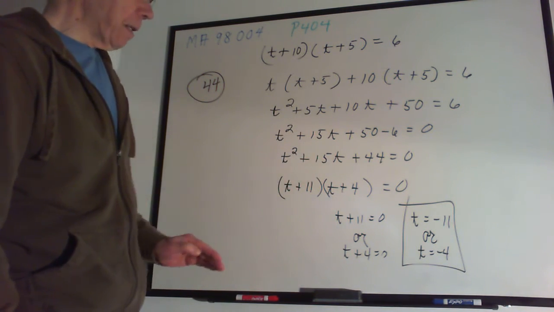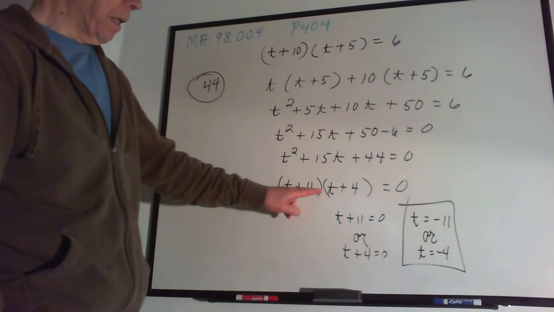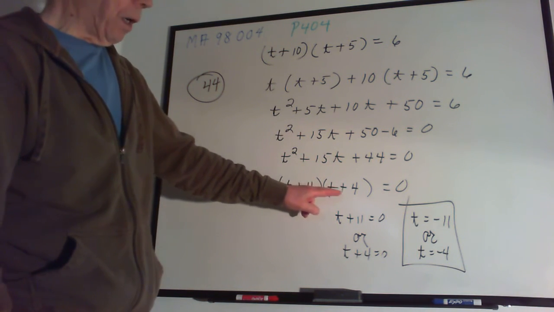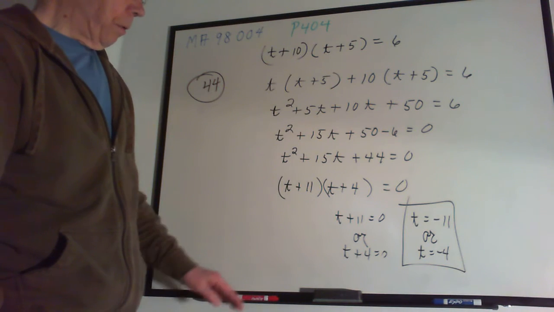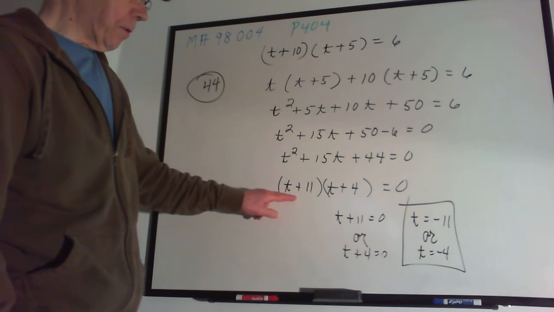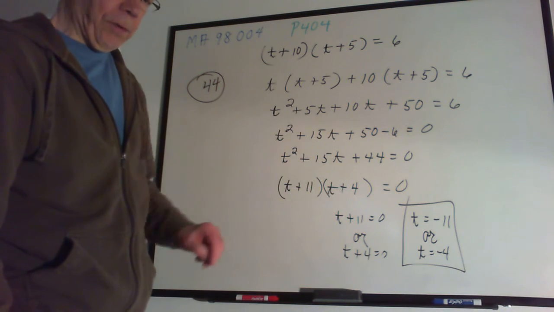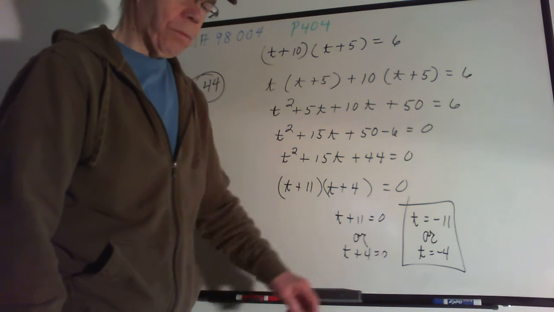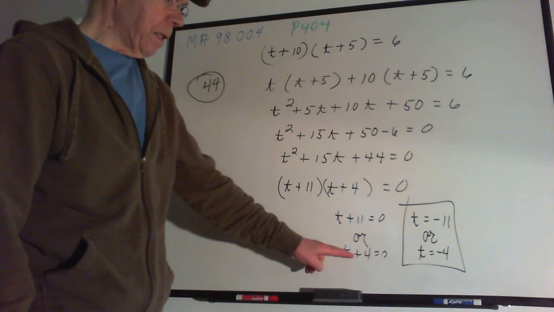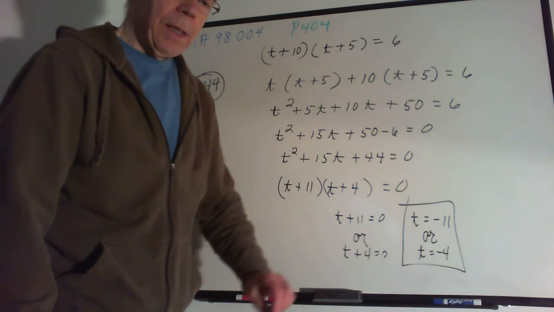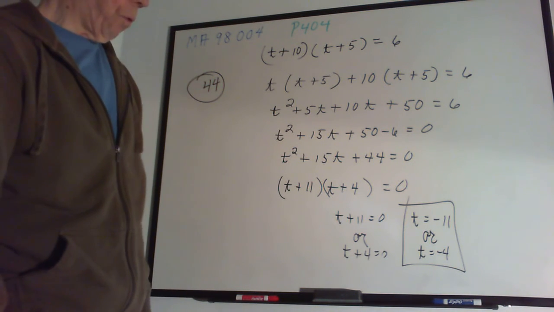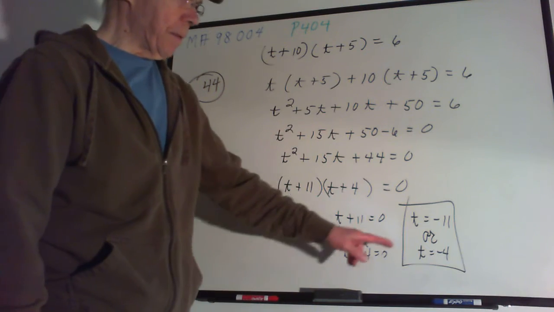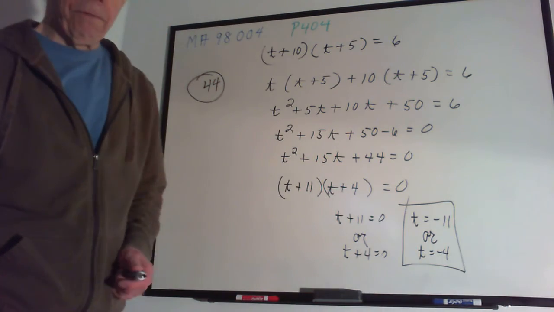I factor it. I get t plus 11 times t plus 4 equals 0, which tells me either this is going to be a 0 or this is going to be a 0. So t plus 11 gives me t equals negative 11, or t plus 4 equals 0, t is equal to negative 4. So t is going to either be negative 11 or negative 4.